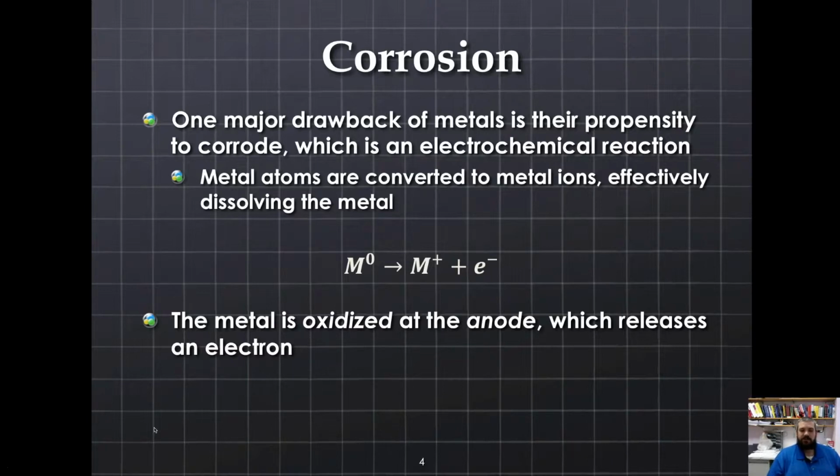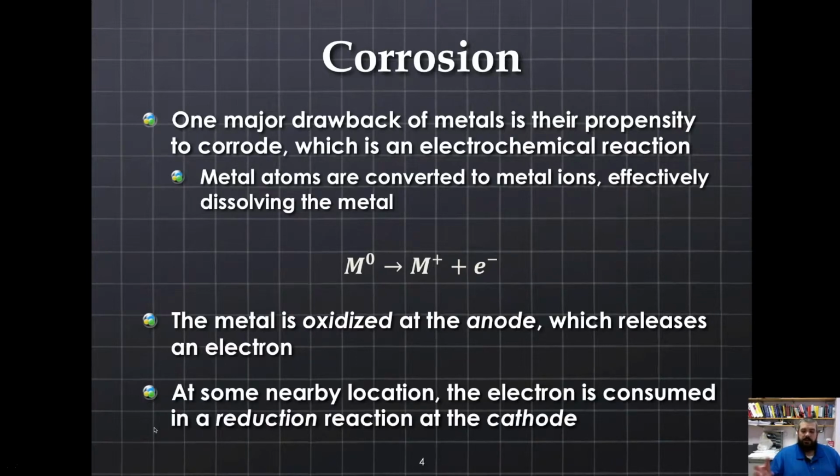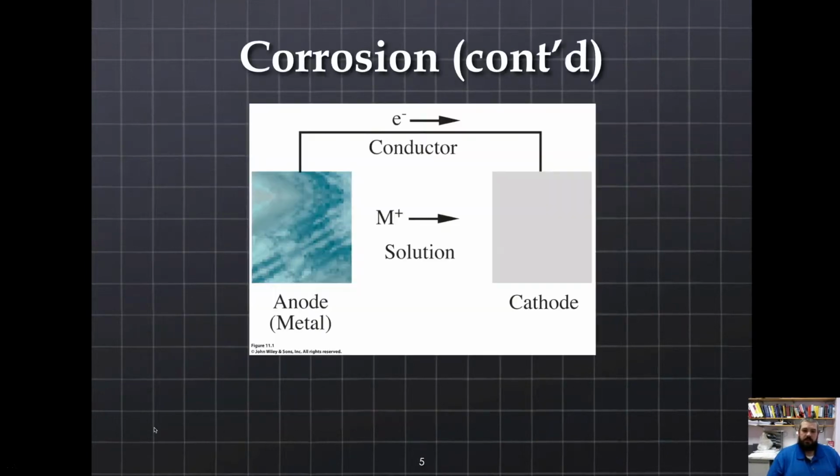You have a flow of electrons from the metal to the cathode. At that other location, the electron gets consumed in a reduction reaction, so the electron gets added to form a different compound, and that reaction absorbs all the electrons that are being released from the metal. Here's just a simple diagram showing an anode. Some metal is giving electrons to the cathode, where the metal ions dissolve into a solution, and you will ultimately lose the metal that you're starting with.